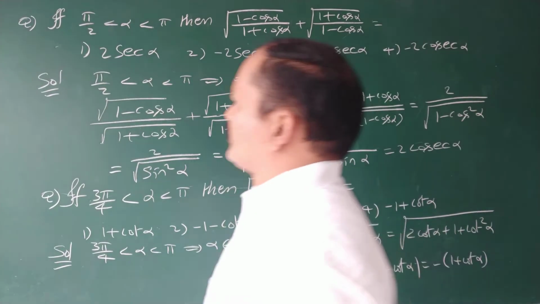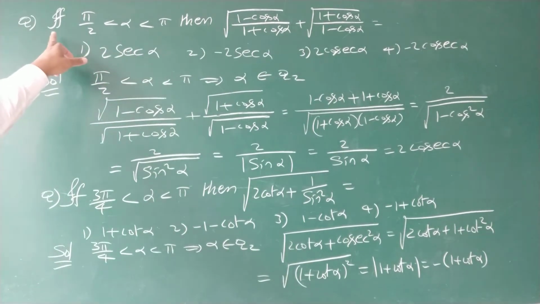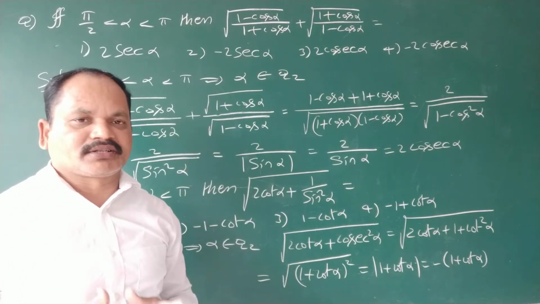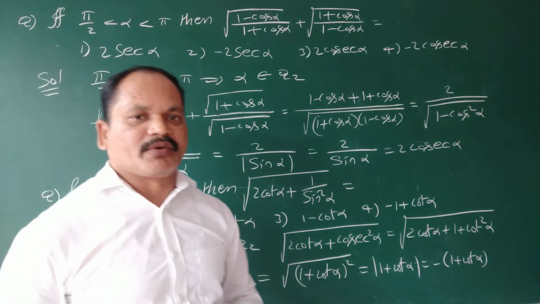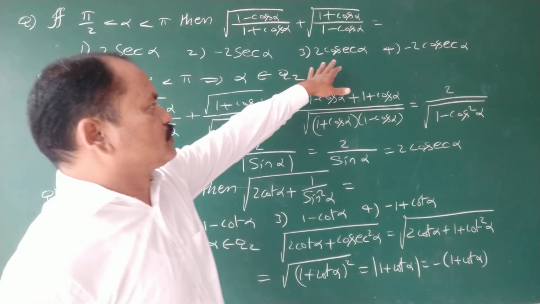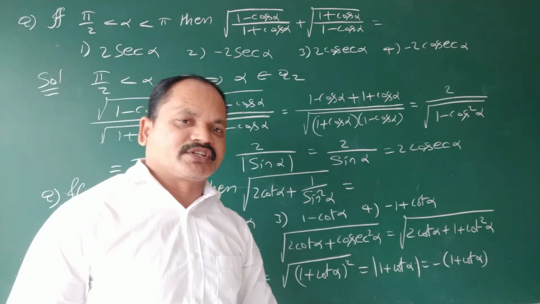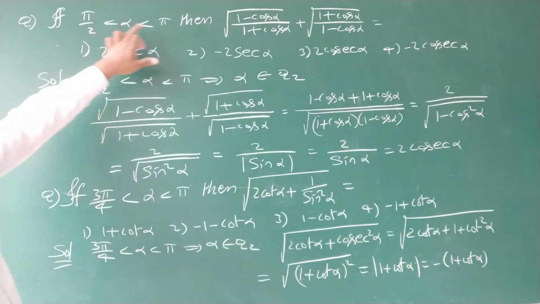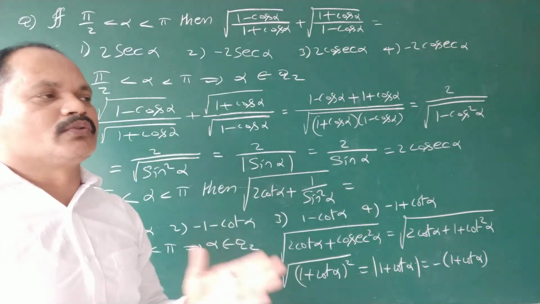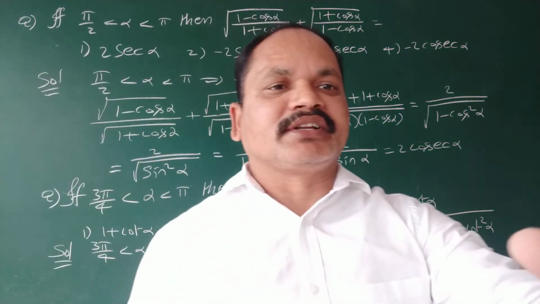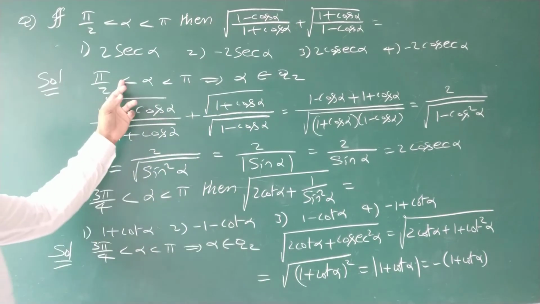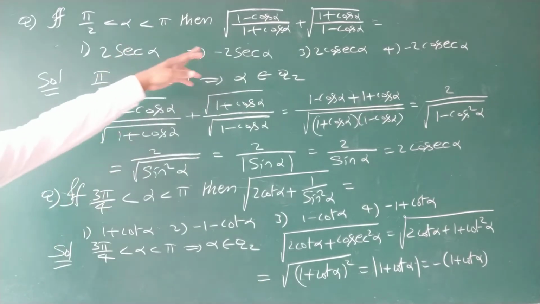Okay, my dear students, we are going to another concept of questions. If pi by 2 is less than alpha less than pi, then square root of (1 minus cos alpha) by (1 plus cos alpha) plus square root of (1 plus cos alpha) by (1 minus cos alpha) is equal to: first option 2 secant alpha, second option minus 2 secant alpha, third option 2 cosecant alpha, and fourth option minus 2 cosecant alpha. Observe, pi by 2 less than alpha less than pi, that means alpha lies within the interval pi by 2 to pi, that is the second quadrant. That's why alpha belongs to Q2. Now we have to take the sum.